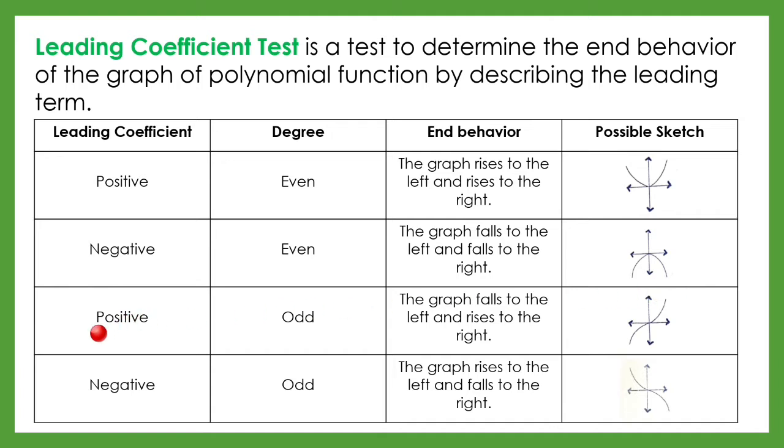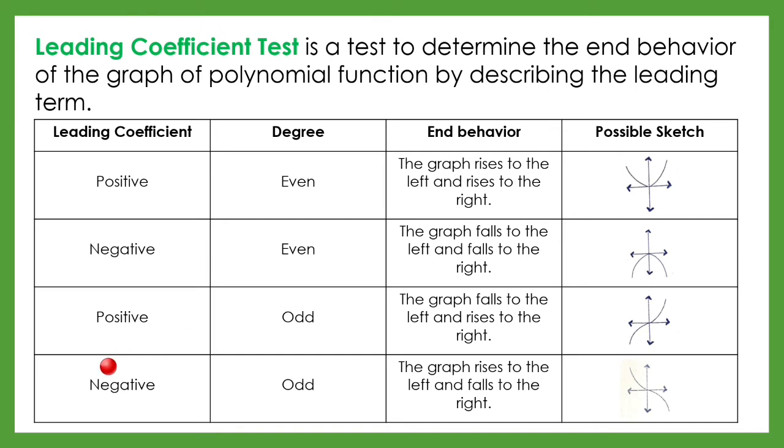The third case, if the leading coefficient is positive and the degree is odd, the end behavior of the graph is the graph falls to the left and rises to the right. So, yung possible sketch ng graph natin ay ganito. Falls to the left and then nagra-rise sa right.